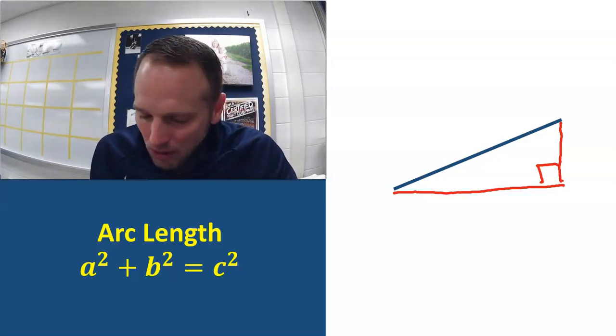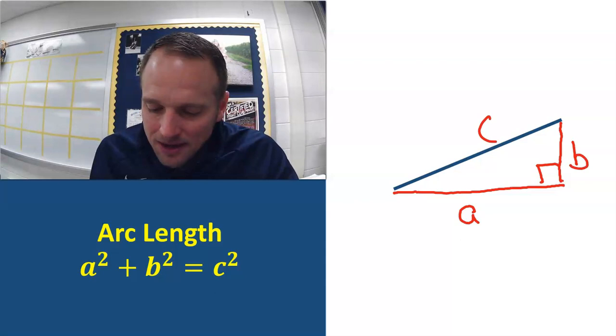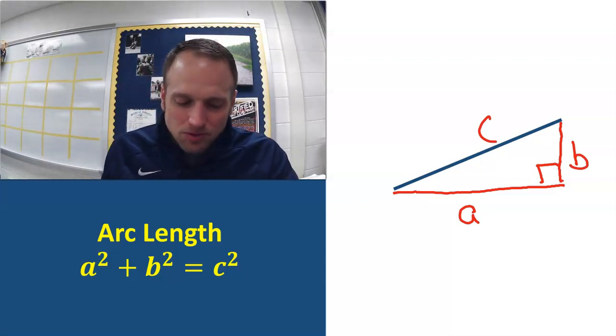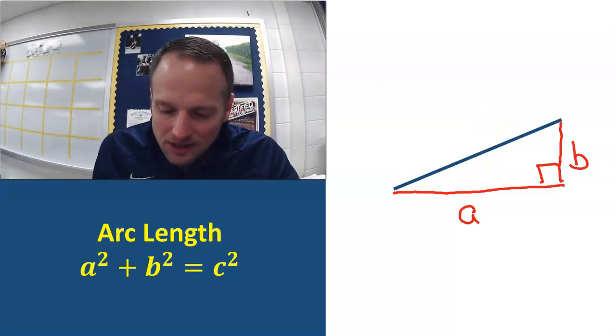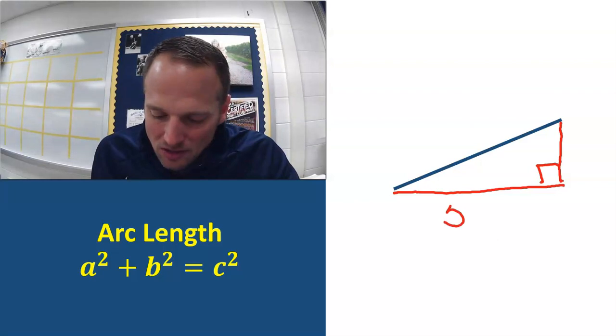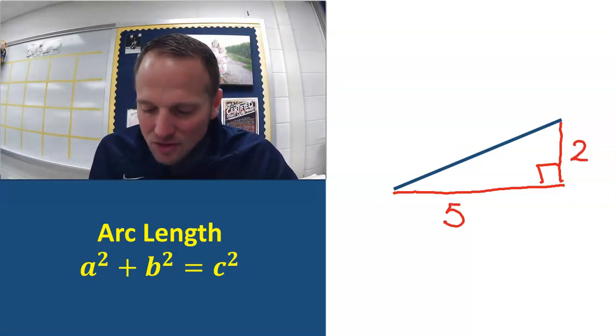And we know this. This is the Pythagorean theorem. So we've got A and B and C, and we know that the Pythagorean theorem says A squared plus B squared equals C squared, right? So for example, now this is not going to be to scale, but let's say that this side is 5 and this side is 2.